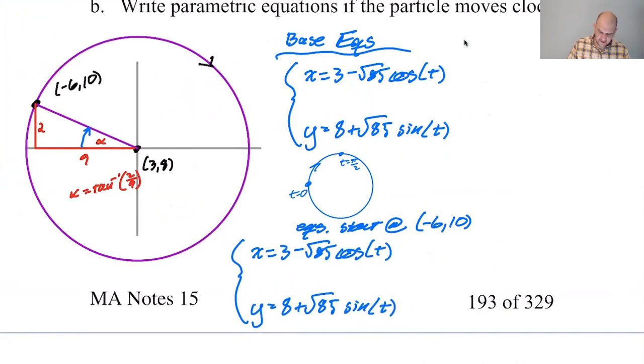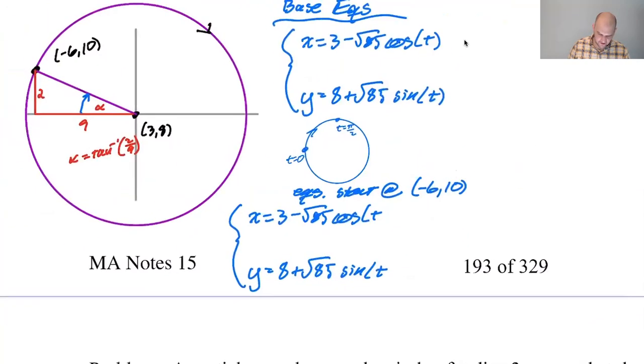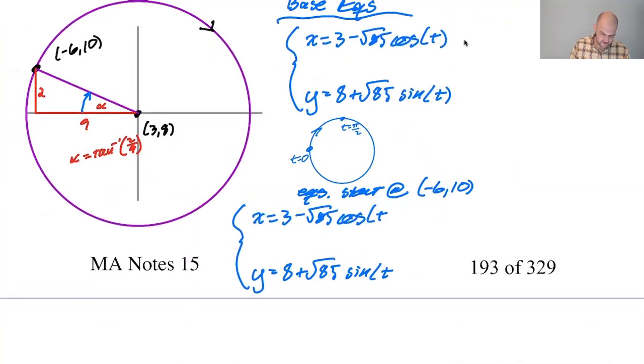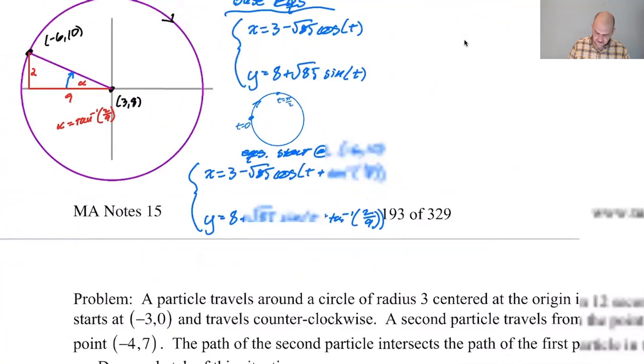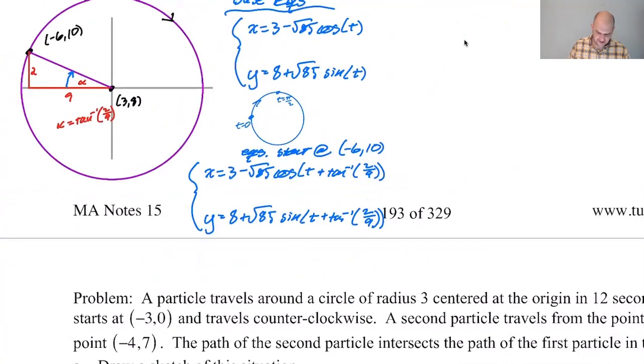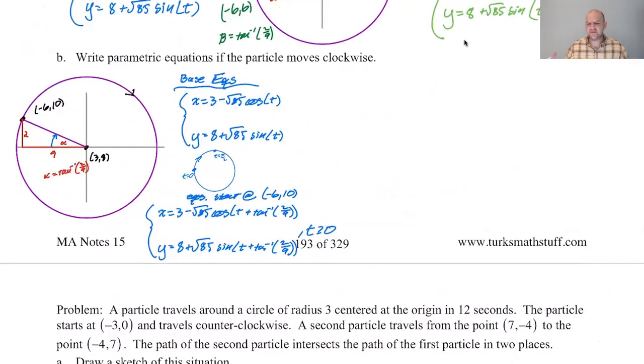Okay, so what do I need to modify? Well, everything is the same except when t is equal to 0, I need to make sure that I'm getting arctan of 2/9. And the way I do that is just take this and add arctan of 2/9. So plus tan inverse of 2/9. That's going to do it. Plus tan inverse of 2/9. I think that these are going to work. And then I guess t should be greater than or equal to 0. I think that's going to work.